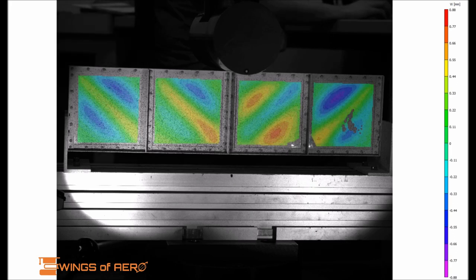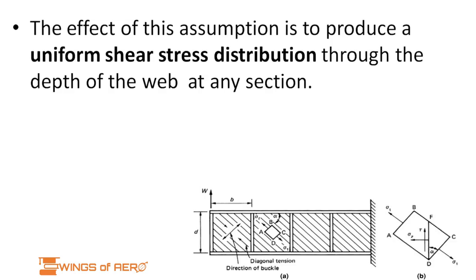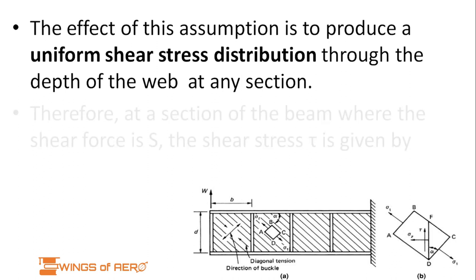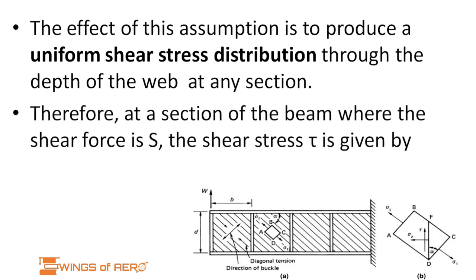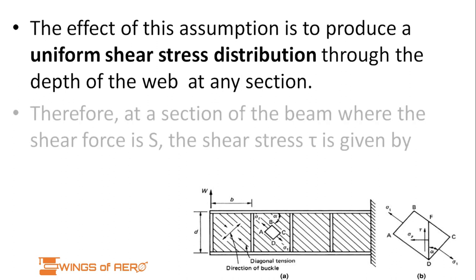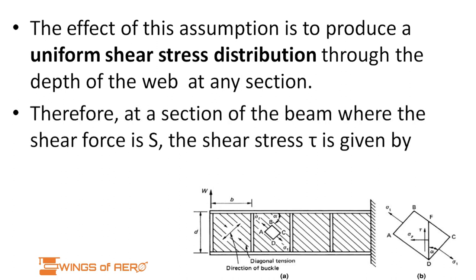The effect of this assumption is to produce a uniform shear stress distribution through the depth of the web at any section. So let's discuss a small derivation under this phenomenon. At this section of the beam, where the shear force is S and the shear stress is tau, tau equals shear force by cross-sectional area, which can be represented as tau equals S by t d, named as equation number 1.